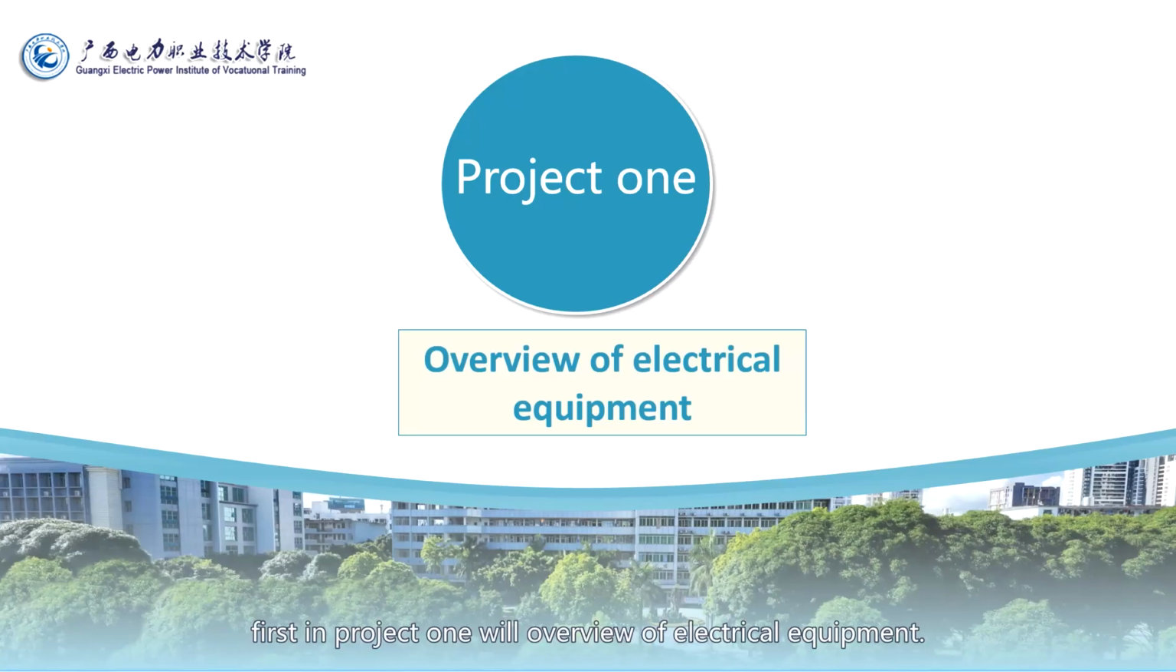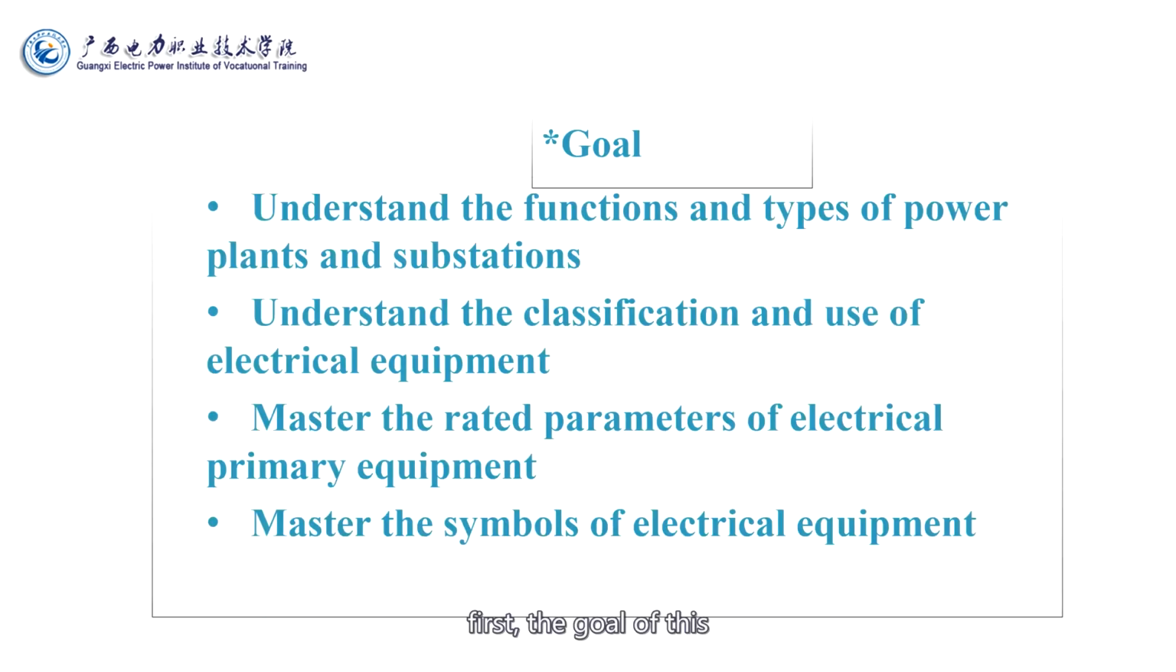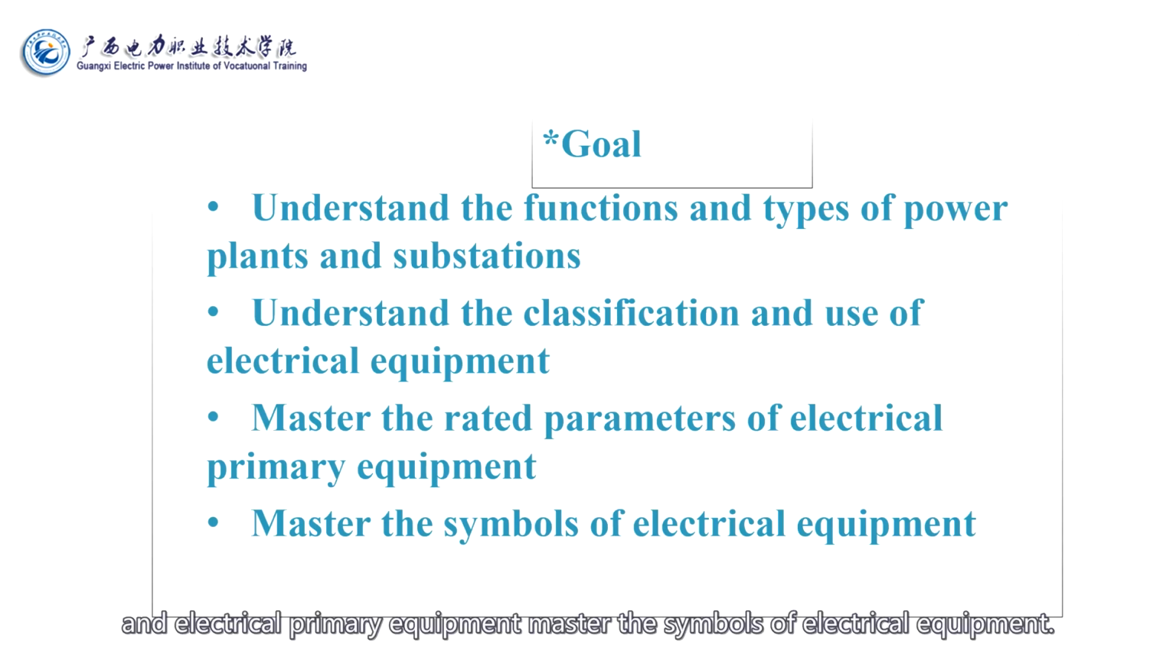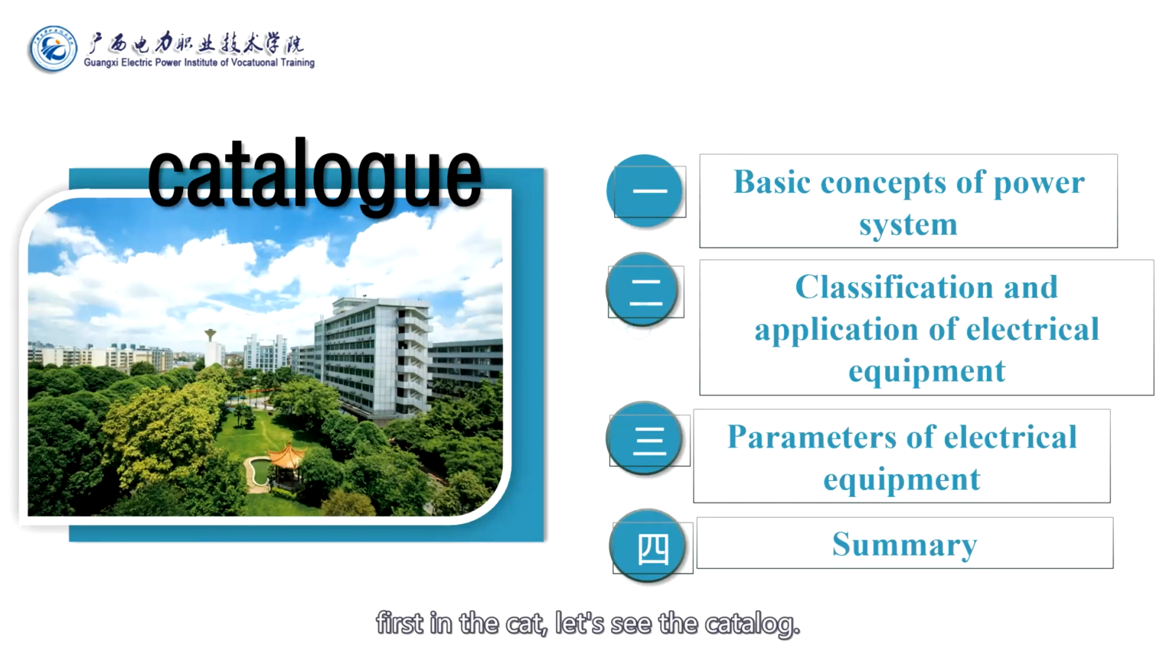First, in Project 1, we'll have an overview of electrical equipment. The goal of this lesson is to understand the functions and types of power plants and substations, understand the classification and use of electrical equipment, master the rating parameters of the electrical primary equipment, and master the symbols of electrical equipment. First, let's see the catalog.